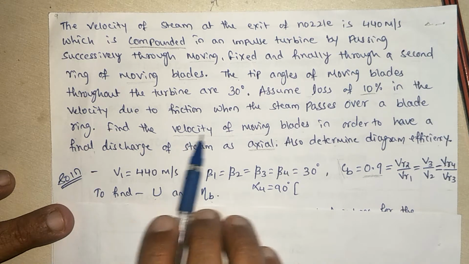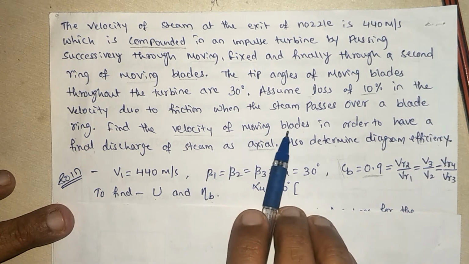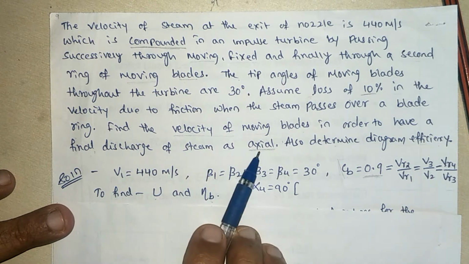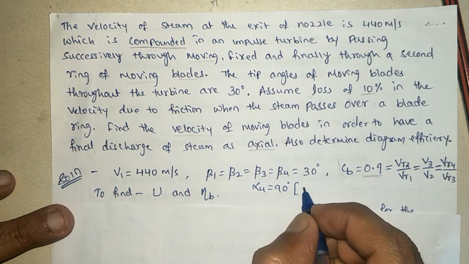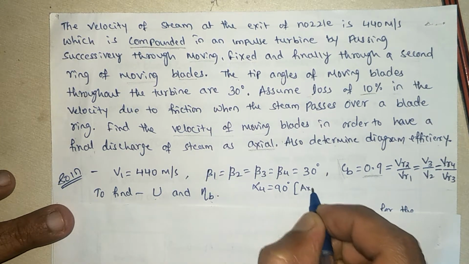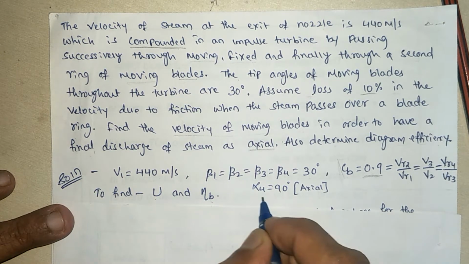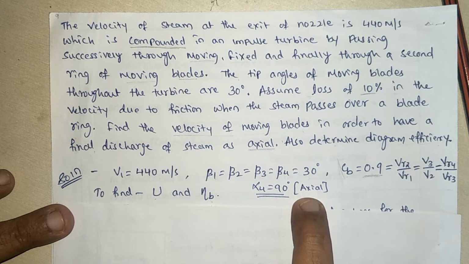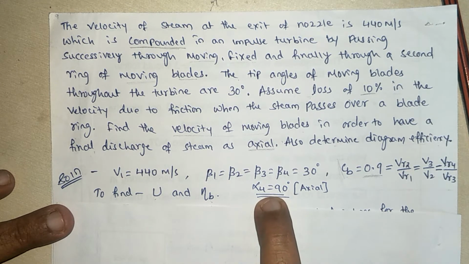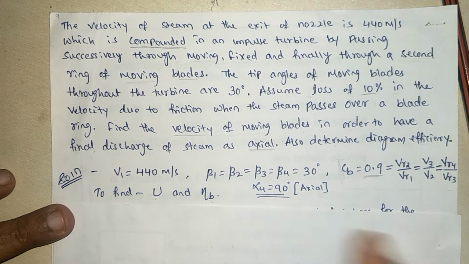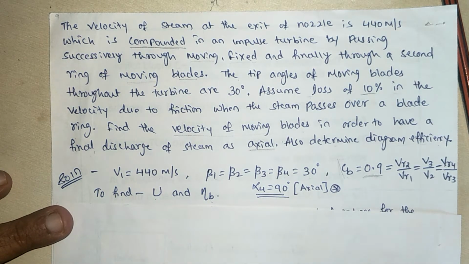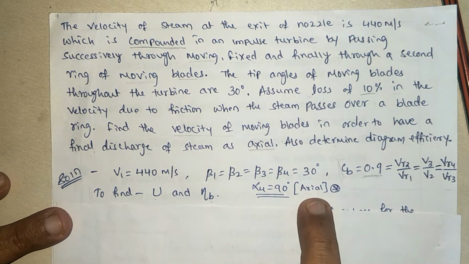So here we need to calculate the value of U, the velocity of the moving blades, in order to have the final discharge of the steam as axial. That's why we need to consider alpha 4 equal to 90 degrees, because the final discharge is axial. This is a very important relation that has to be assumed while plotting the velocity triangle.